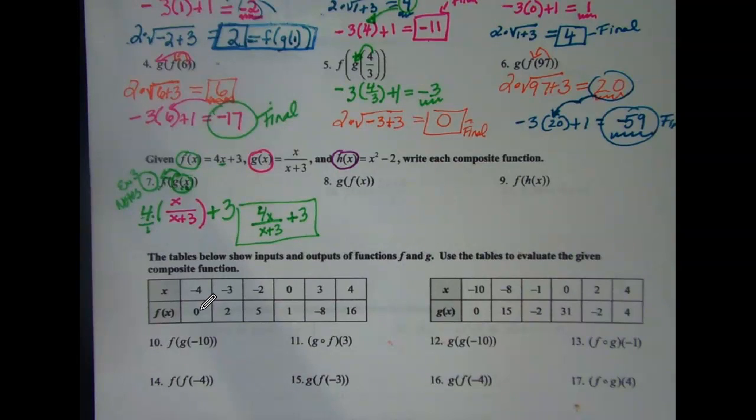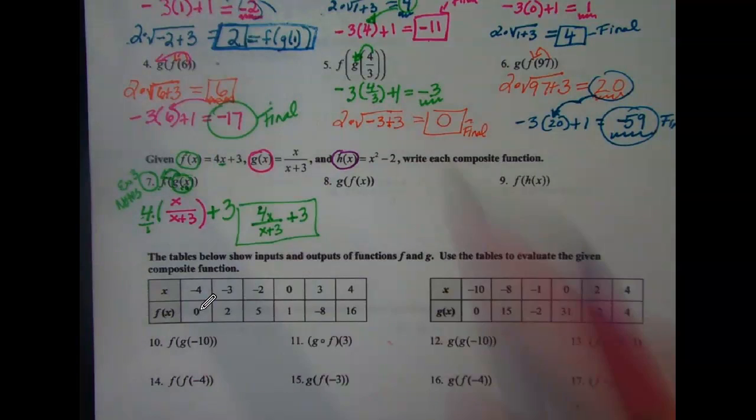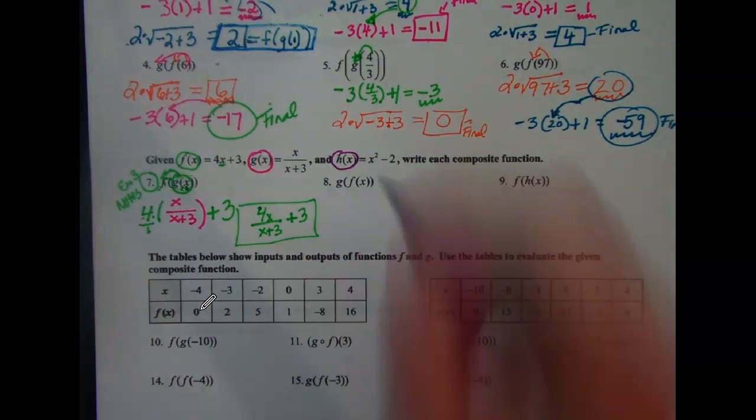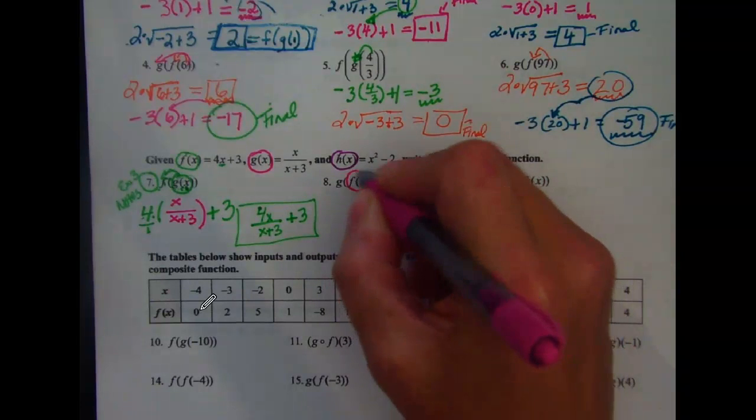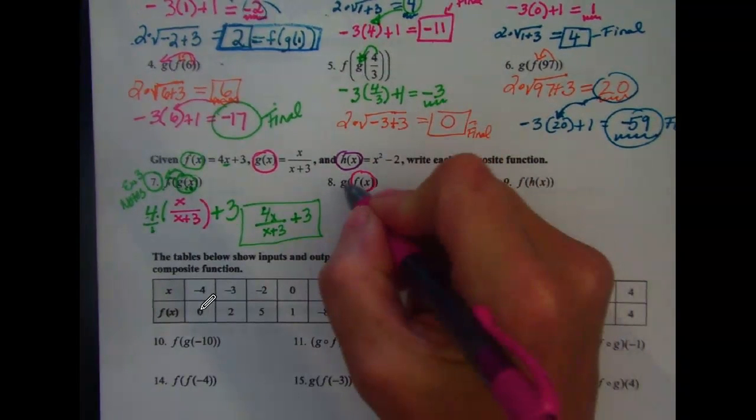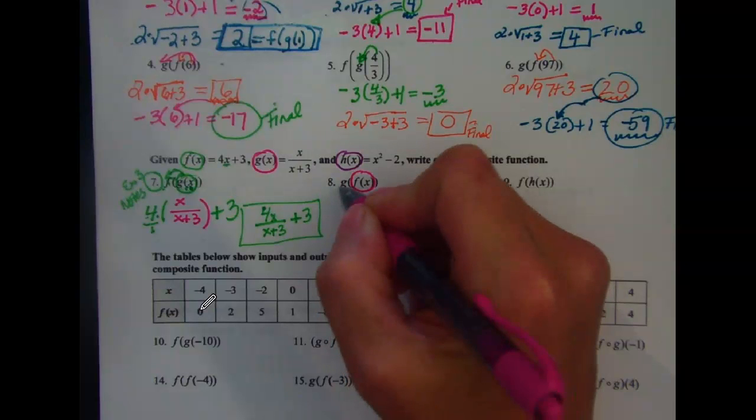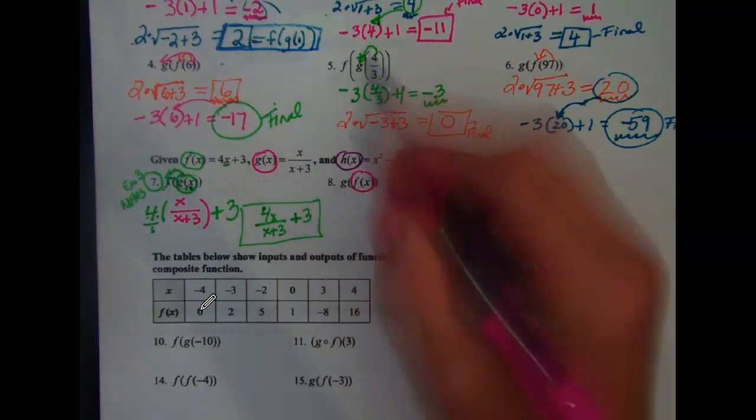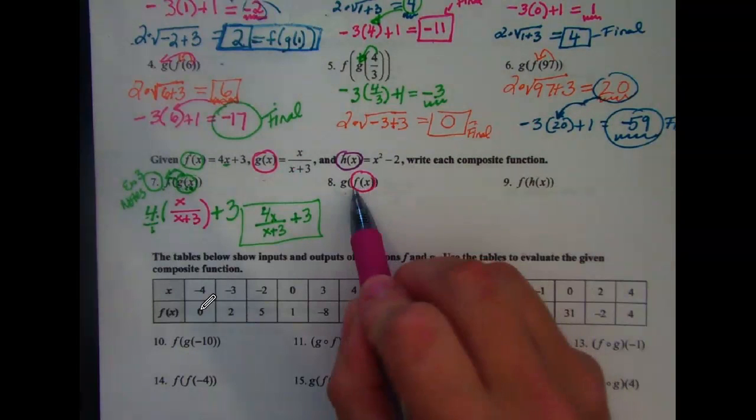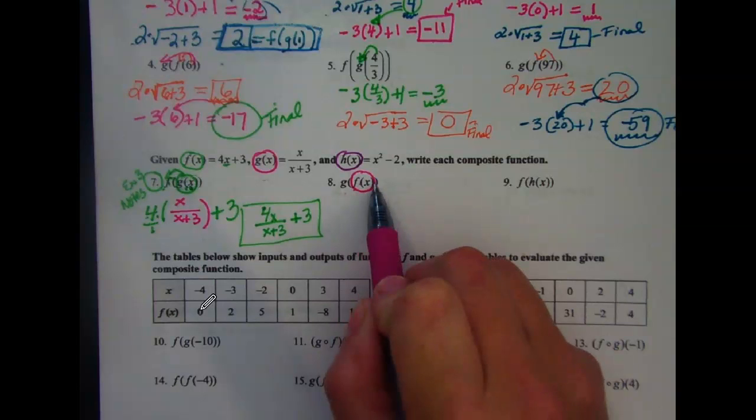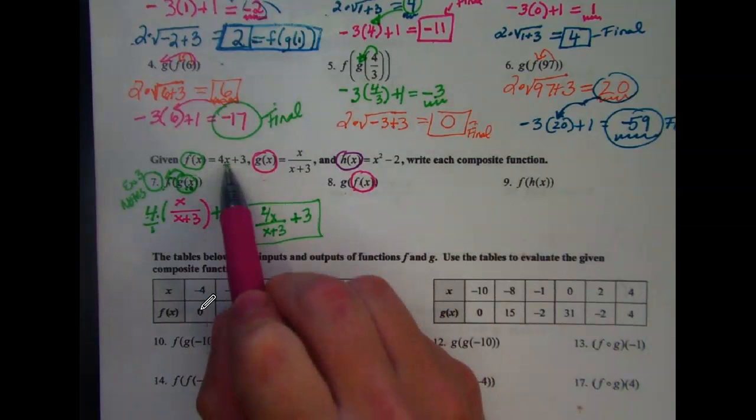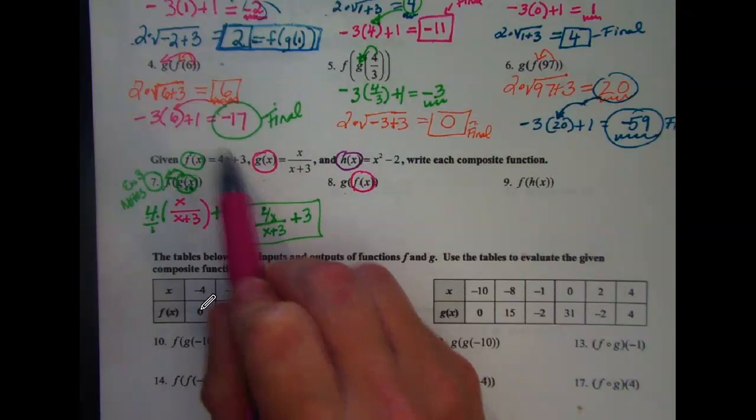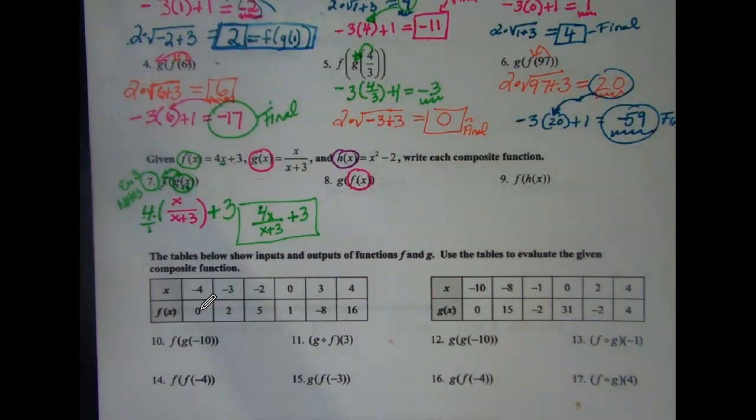Okay, so looking at number 8, that one's a little bit easier because it's not going to be as confusing when we set it up. So our inner function right here, this is the one we're going to plug into the outside one, or our outer. So we have to start out by writing this g of x. Anywhere we see an x, we have to put in our f of x function. So all of this 4x plus 3, every time we see an x, we write all of that, okay?